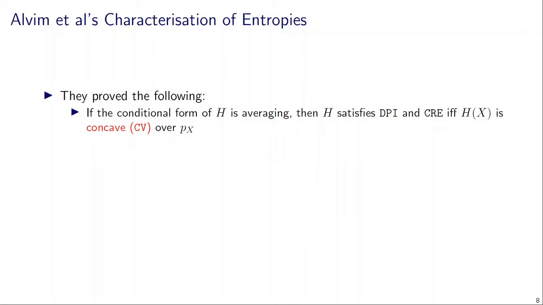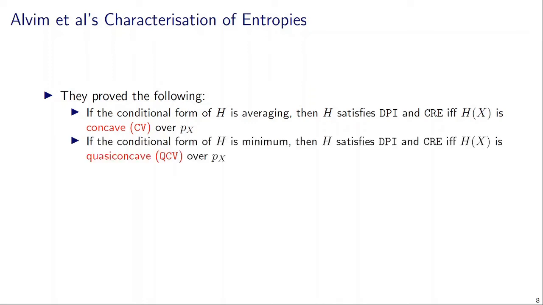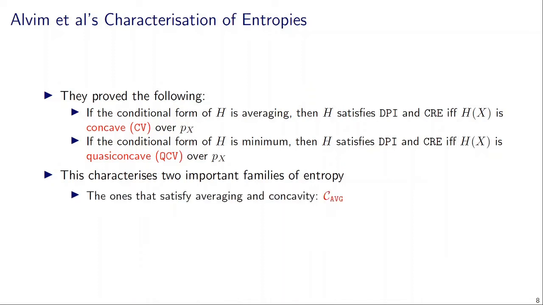Alvim et al. proved the following. If the conditional form of H is averaging, then H satisfies DPI and CRE if and only if the unconditional form of H is concave over P of x. And they proved a similar statement, substituting minimum for averaging and quasi-concave for concave. This then characterizes two important families of entropies that respect the intuitively reasonable properties. Those are the ones that satisfy averaging and concavity, which we'll call CAVG, and the ones that satisfy minimum and quasi-concavity, which we'll call Qmin.